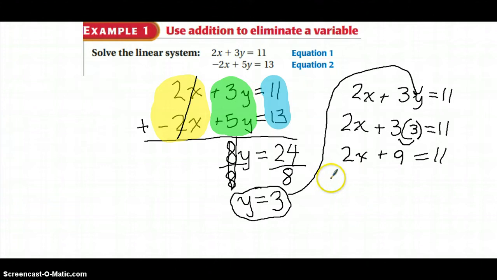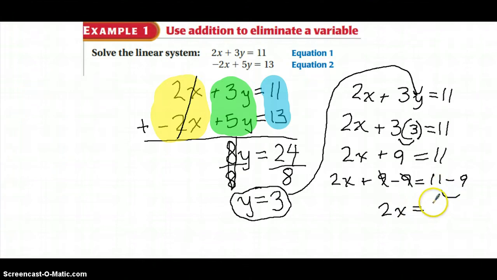So I have 2x plus 9 minus 9. And again, whatever I do on one side, I've got to do to the other. So 11 minus 9. And here we see the 9s are going to cancel. What I have left is 2x. Over on this side, I have 11 minus 9, which if I complete that, 2.